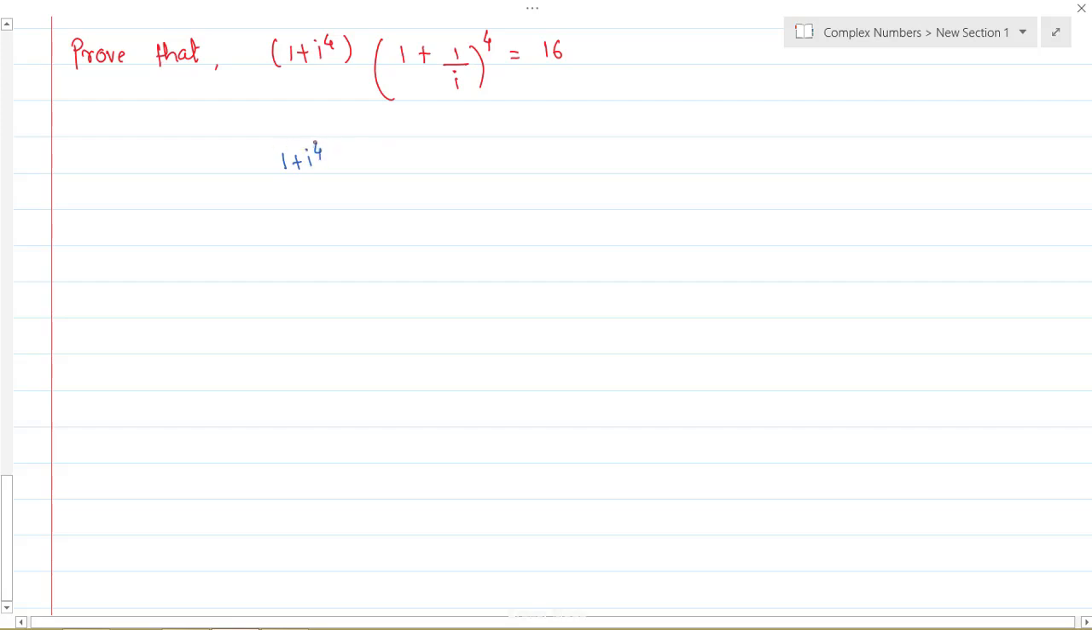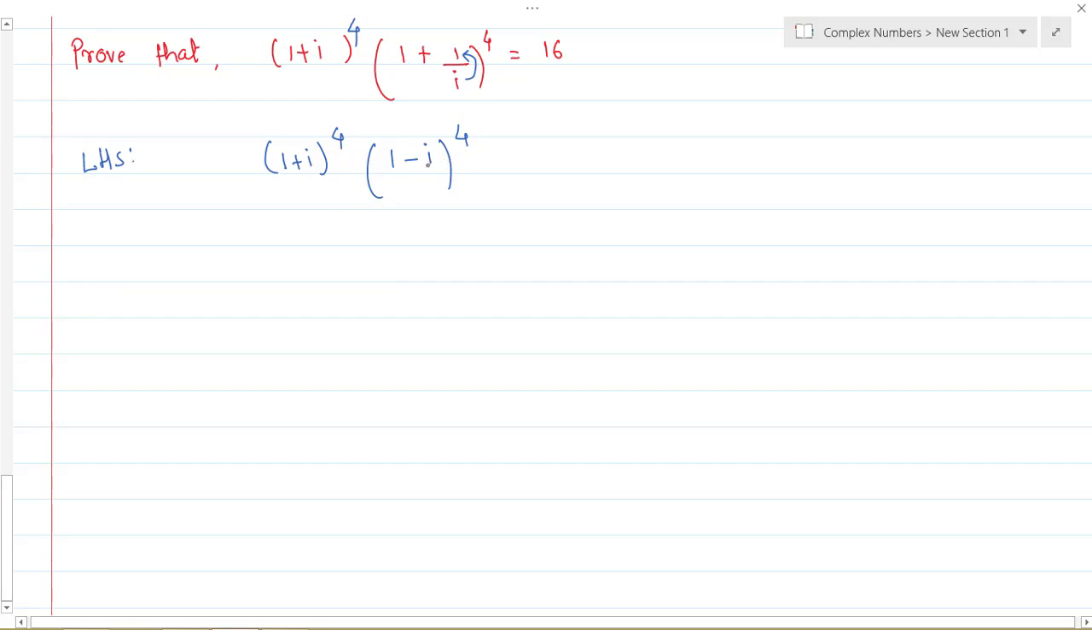So let's keep the numerator part as it is. We have (1 plus i) to the power 4 into 1 plus 1 by i to the power 4. See here we have i in the denominator, so take it in the numerator, so it will change its sign. I am taking this as the LHS. So (1 plus i) to the power 4 into (1 minus i) to the power 4.